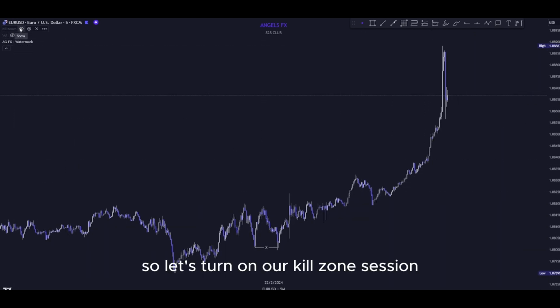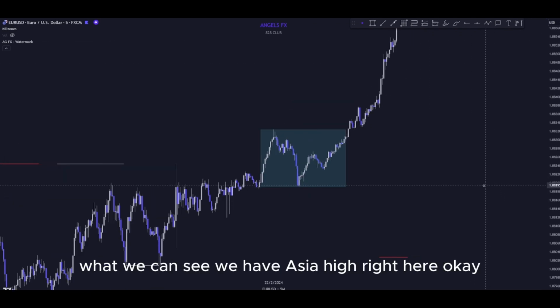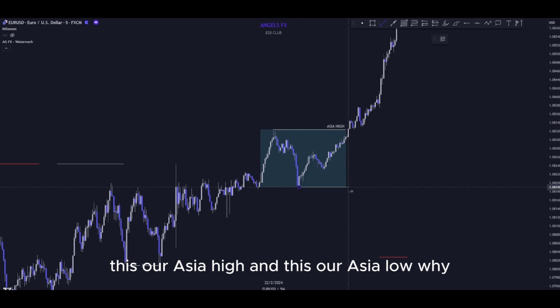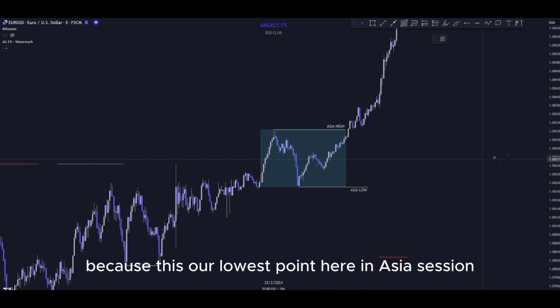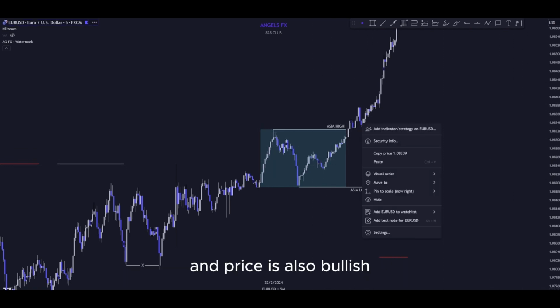So let's turn on our kill zone session. What we can see, we have Asia high right here, okay, this is our Asia high, and this is our Asia low. Why? Because this is our lowest point here in the Asia session. Now Asia high has been swept, okay, and price is also bullish.